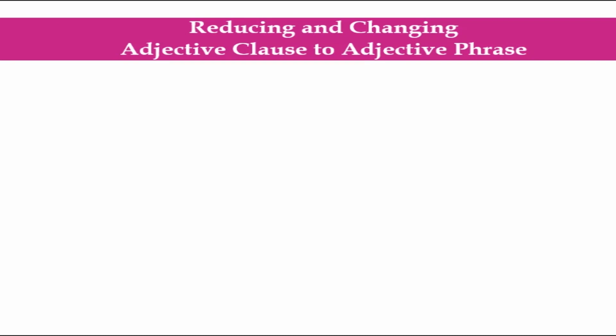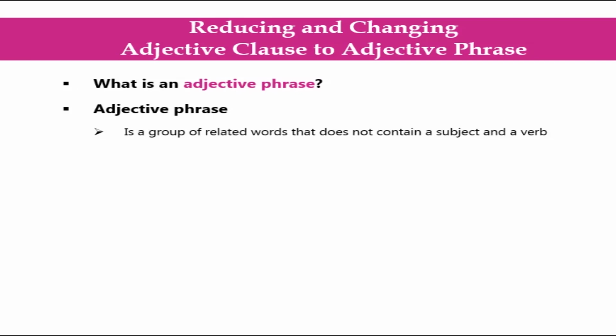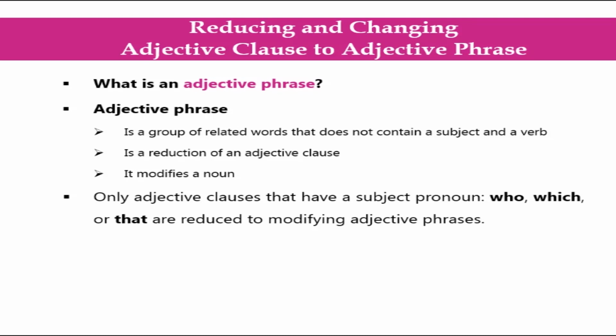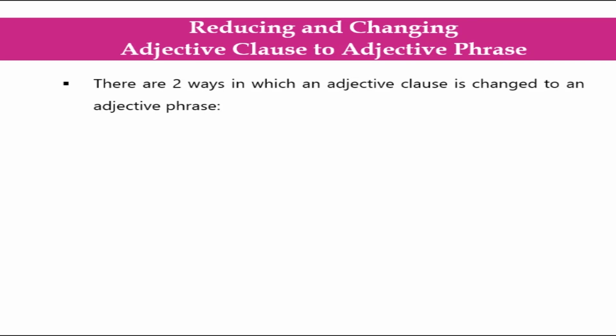So now let's move on and study how to reduce and change the adjective clause to the adjective phrase. What is an adjective phrase? An adjective phrase is a group of related words that does not contain a subject and a verb. An adjective phrase is a reduction of an adjective clause. It modifies a noun. Only adjective clauses that have a subject pronoun, who, which, or that are used to make adjective phrases. There are two ways in which an adjective clause is changed to an adjective phrase.